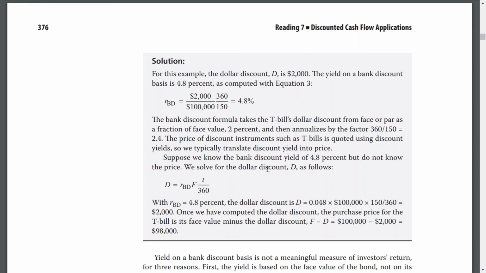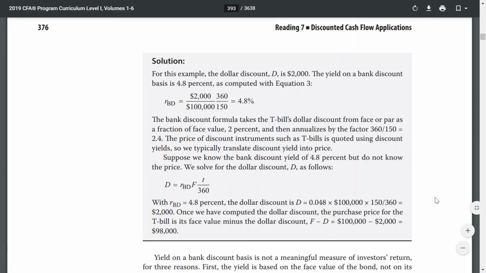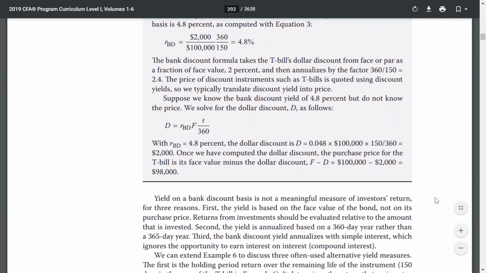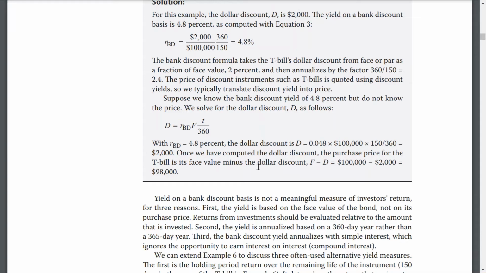The price of discount instruments such as T-bills is quoted using discount yields, as we typically translate discount yield into price. Suppose we know the bank discount yield of 4.8%, but do not know the price. We solve for the dollar discount D as follows. D equals RBD times F times t divided by 360, where RBD is 4.8%, the dollar discount. D equals 0.048 multiplied by 100,000 multiplied by how many days are left.